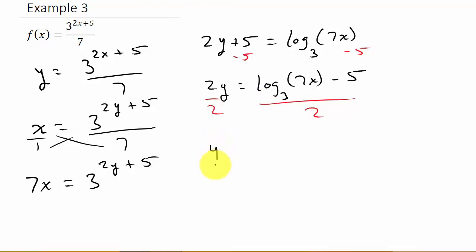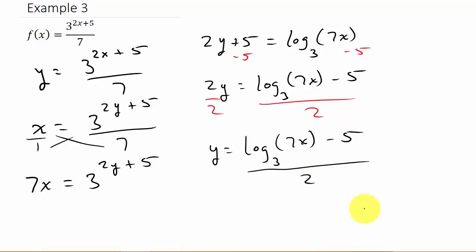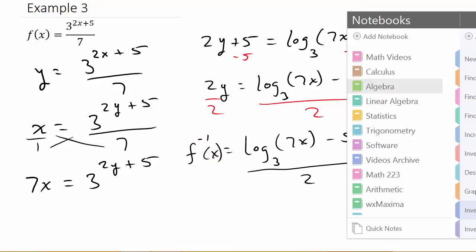And so I get y equals log 7x base 3 minus 5, all that over 2. And then we change the y to the f inverse symbol. I'm not going to rewrite it again. I'm just going to erase the y and change it to the f inverse symbol. Okay, save a little bit of time. All right, so here's the last one.